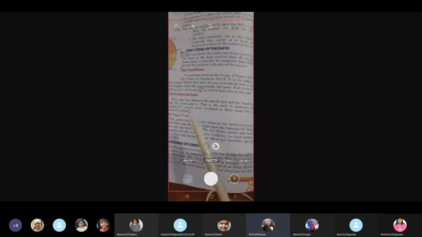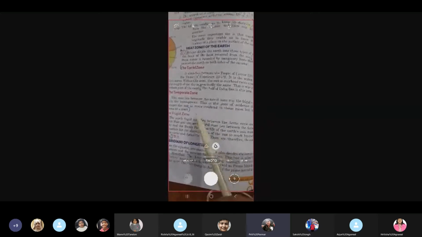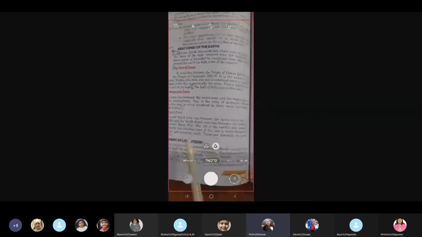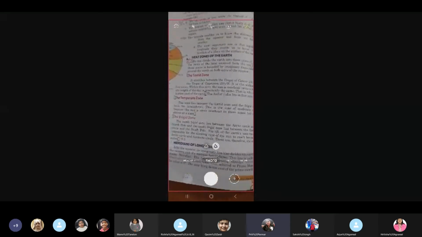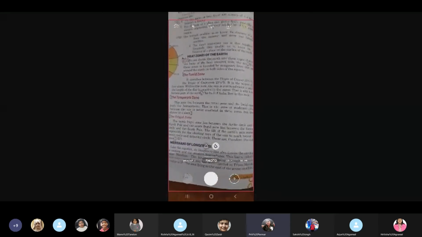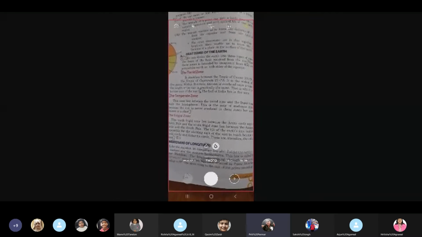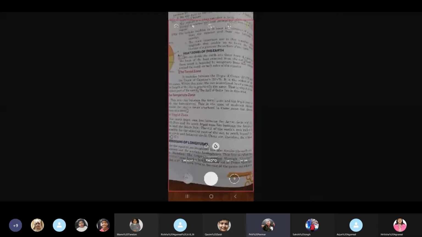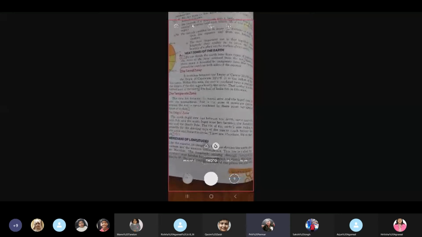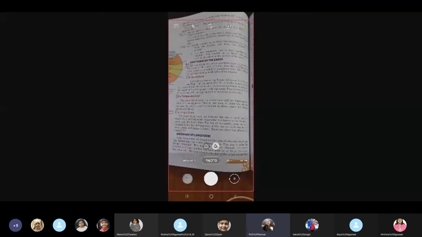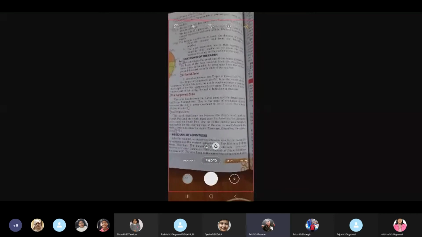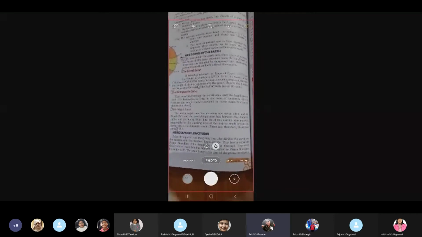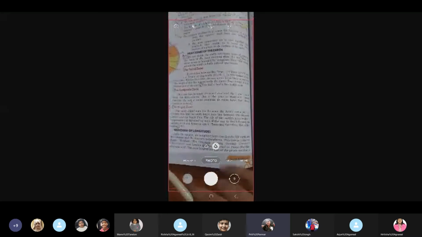Then you'll give the temperate zone heading and you write this whole paragraph here till here. I'll read it out. This zone lies between the torrid zone and the frigid zone in both the hemispheres. This is the zone of moderate climate because the sun is never overhead in these zones but always shines at a slant. Then you'll write the frigid zone.